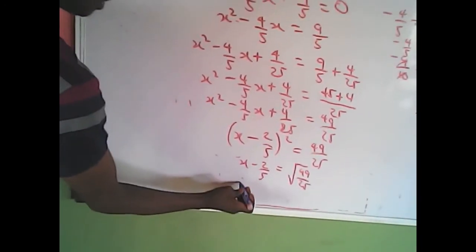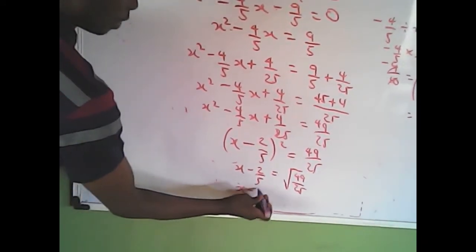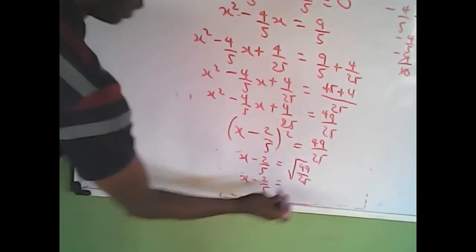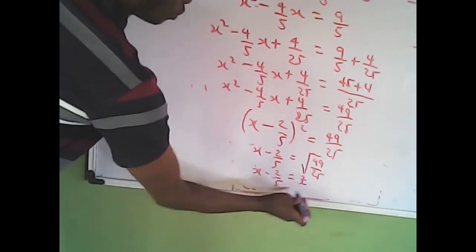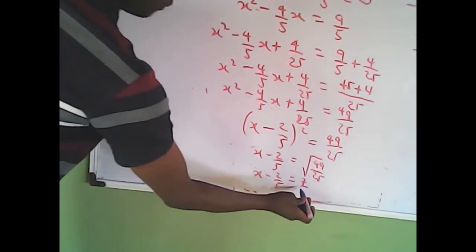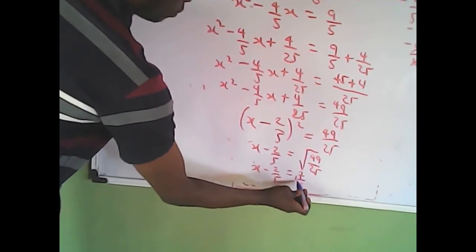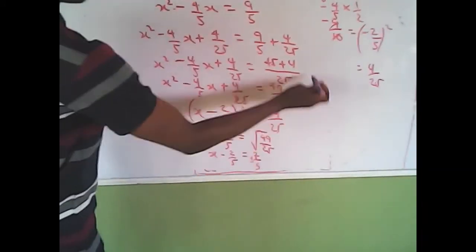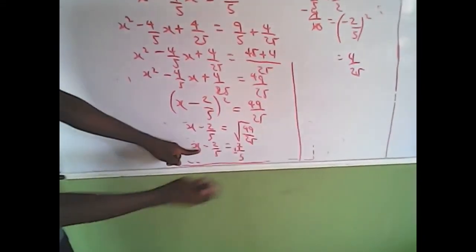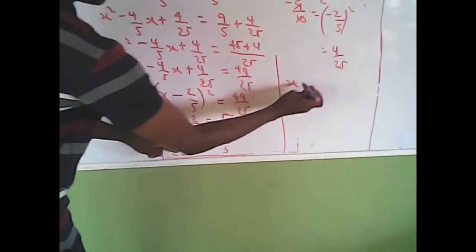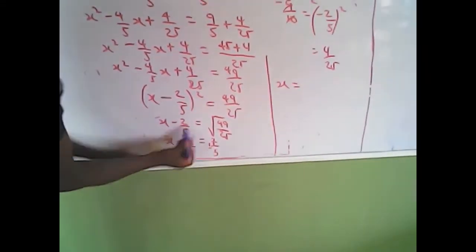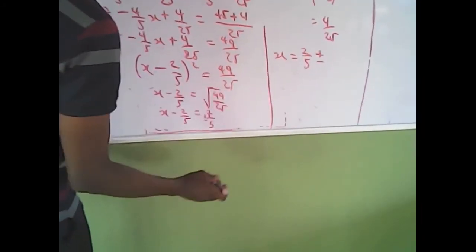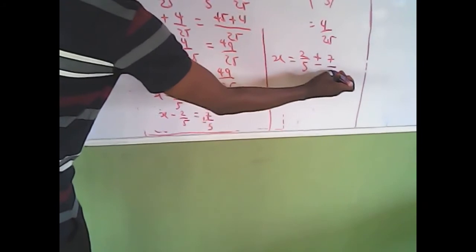That means x minus 2 over 5 equals plus or minus the square root of 49, which is 7, over the square root of 25, which is 5. Then to solve, we can quickly finish our solution by saying x is equal to 2 over 5 plus or minus 7 over 5.